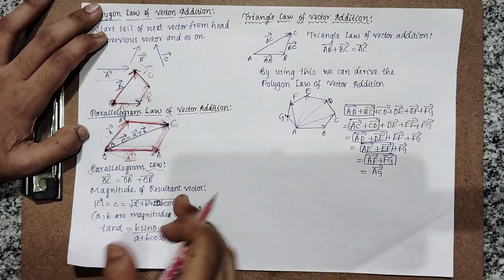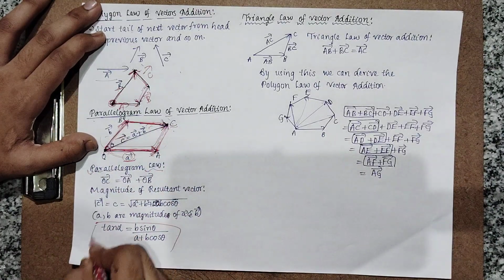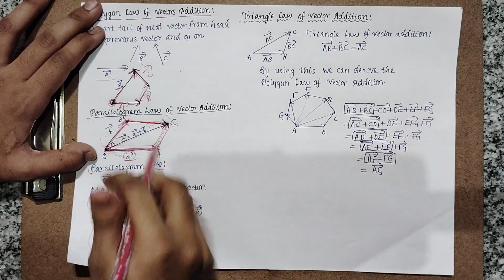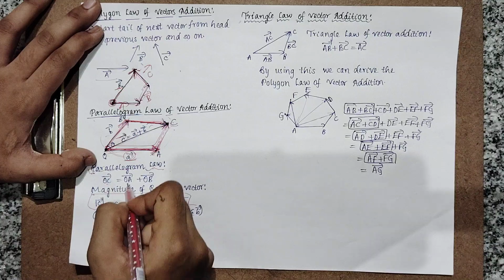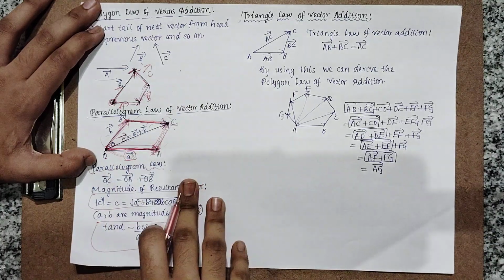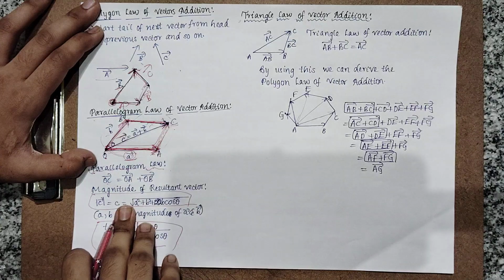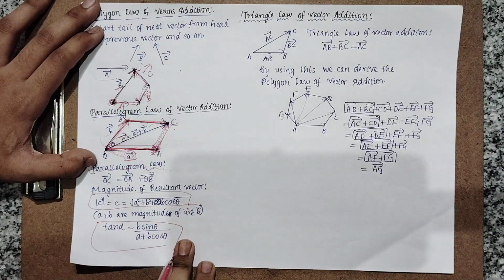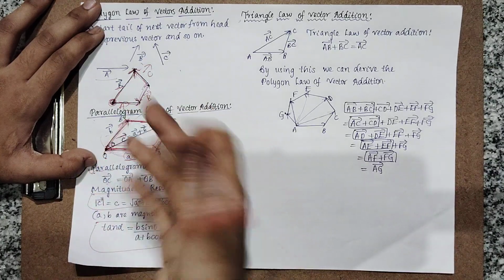Now your parallelogram is finished. According to the parallelogram law, you just remember this one and the magnitude of the resultant vector. These are the important ones to remember. Now according to the parallelogram law, OC bar is equal to OA bar plus OB bar, and here the magnitude of the resultant vector, that is C bar, will be equal to under root of A square plus B square plus 2AB cos theta. Here A, B are the magnitudes of A bar and B bar.